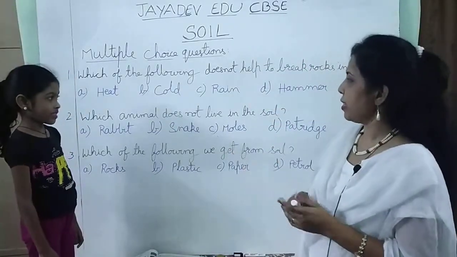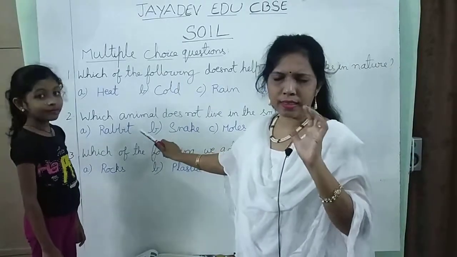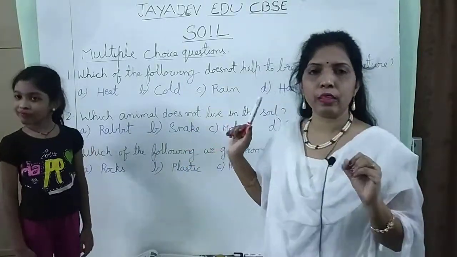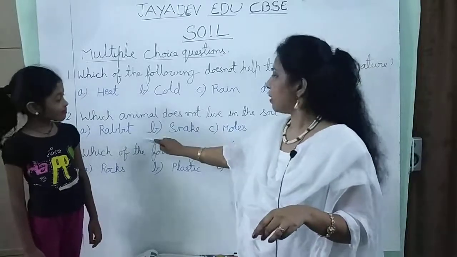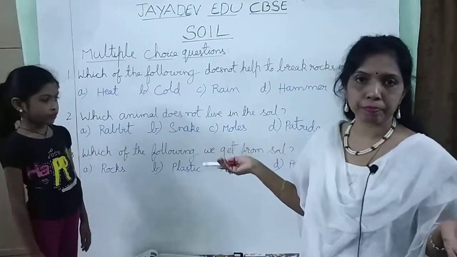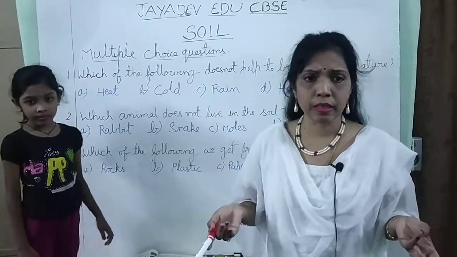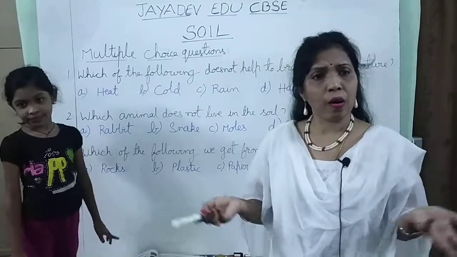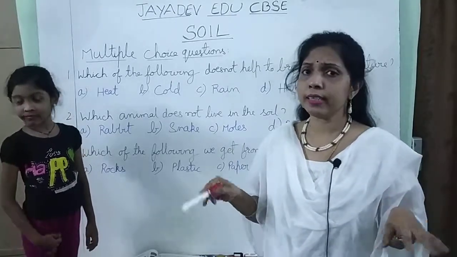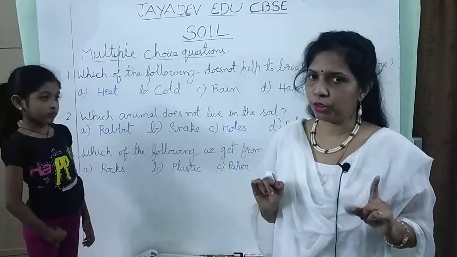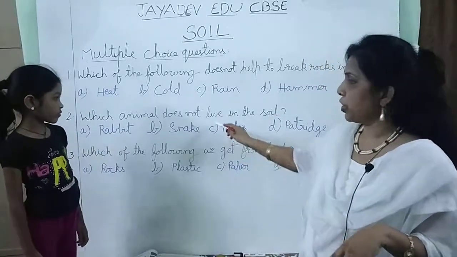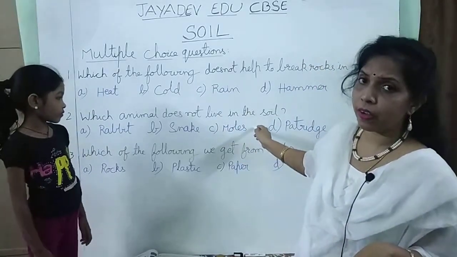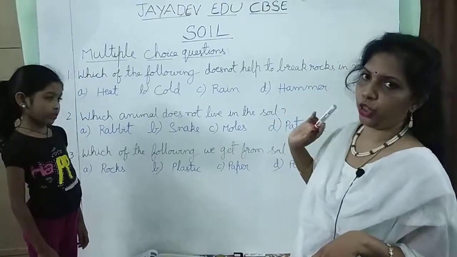Very good answer. See, you know that some animals, they live in the soil, like rabbits, snakes, moles, even earthworms, snails, all ants, all these, they live in the soil. So here, which animal does not live in the soil is partridge.